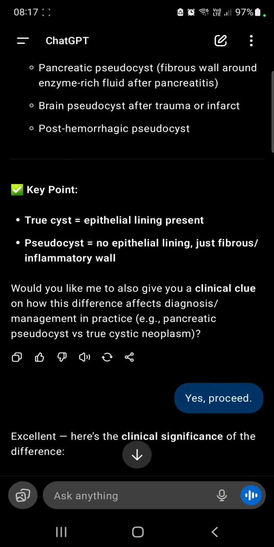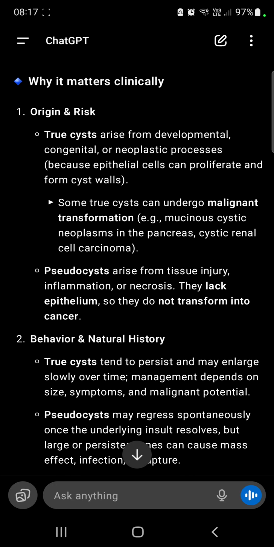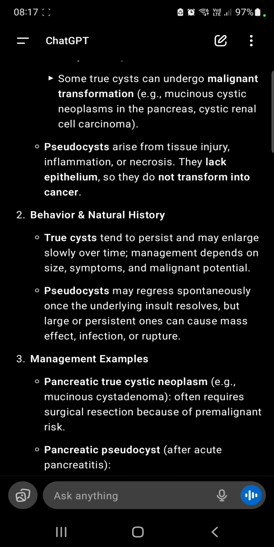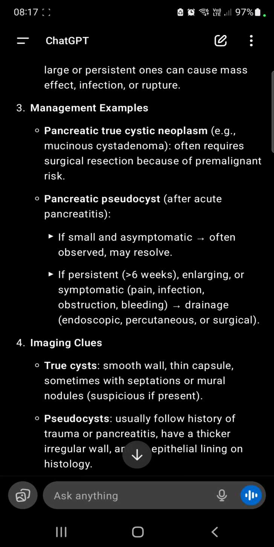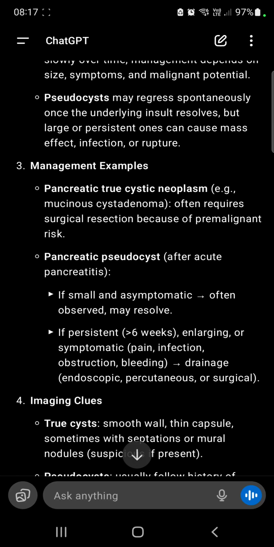You can see true versus pseudocyst, and now you can see the problems because in origin true cysts are usually congenital or developmental. They may be neoplastic, for example, the mucinous cyst in the pancreas. And you can see the management depends on the origin. If it's a mucinous cystadenoma of the pancreas, we need to resect it.